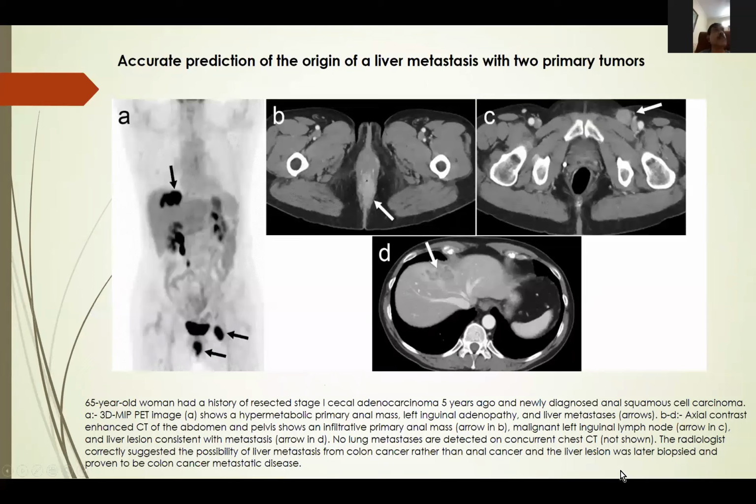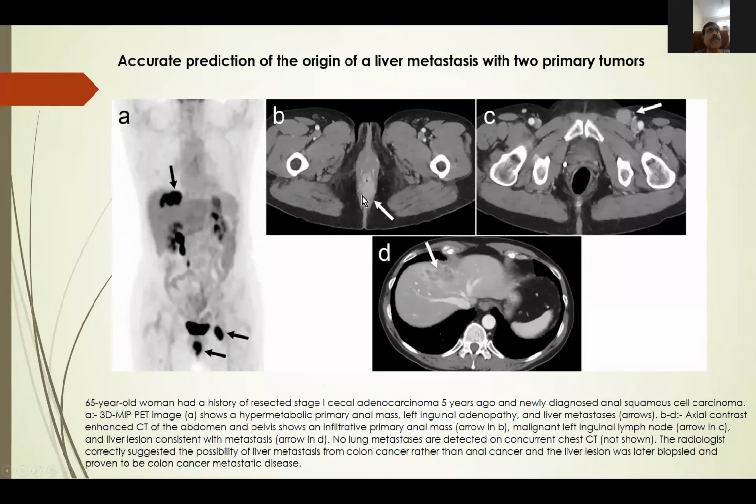And then this is another patient here. How can we use this knowledge to distinguish when there are two primary tumors where this liver metastasis is coming from? This is a 65-year-old with history of cecal adenocarcinoma 5 years back and a new anal carcinoma. So they wanted to know if this liver metastasis is originating from the remote history or remote cancer or new cancer.